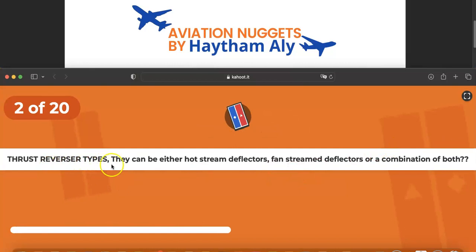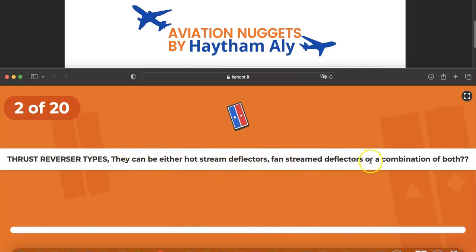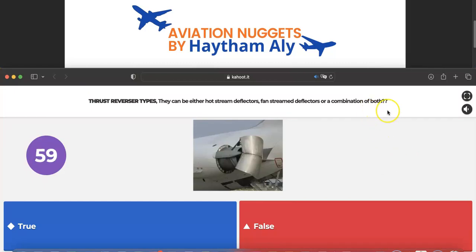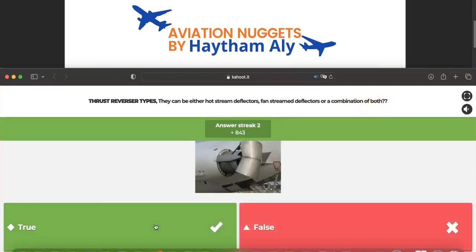Thrust reverser types, they can be either hot stream deflectors, fan stream deflectors, or a combination of both. Again, this is a statement. Is it true or false? This statement is true.